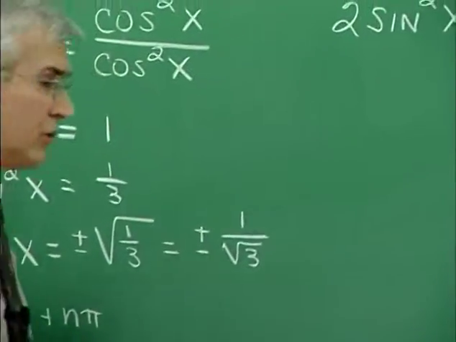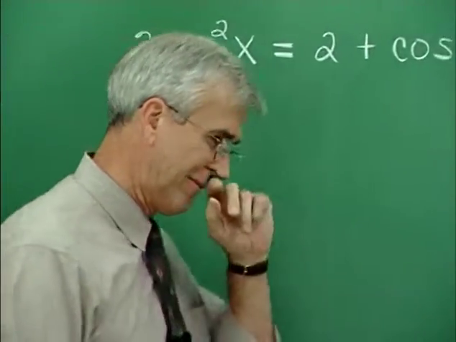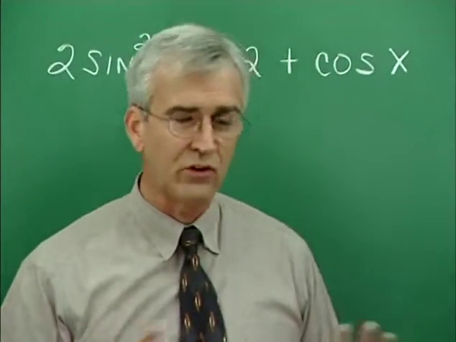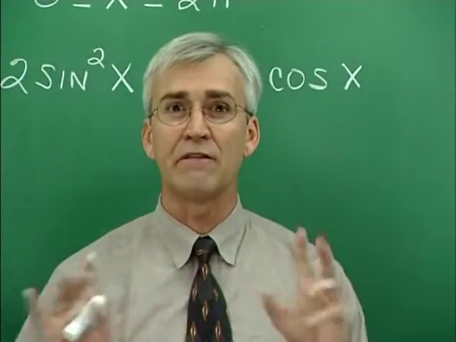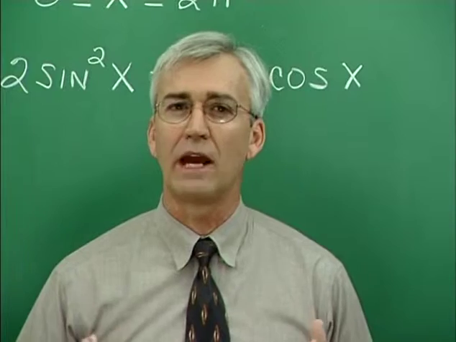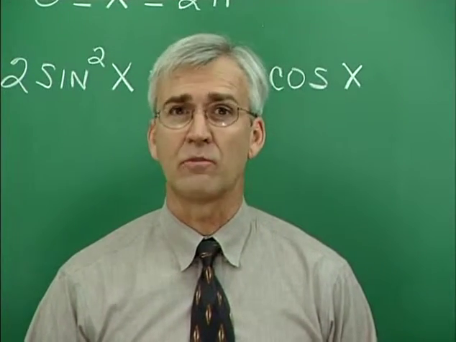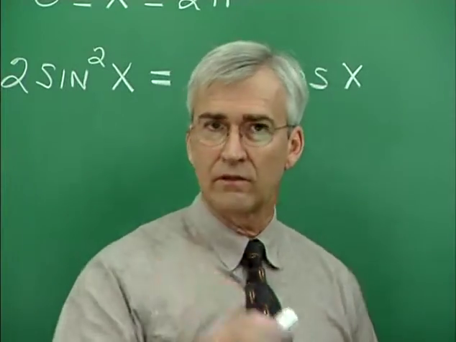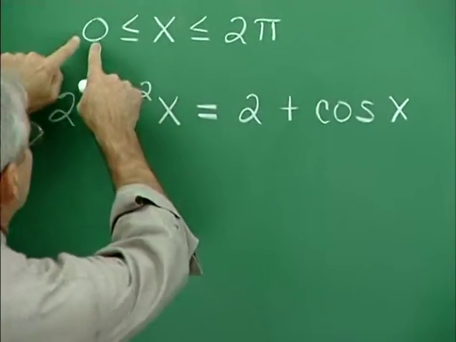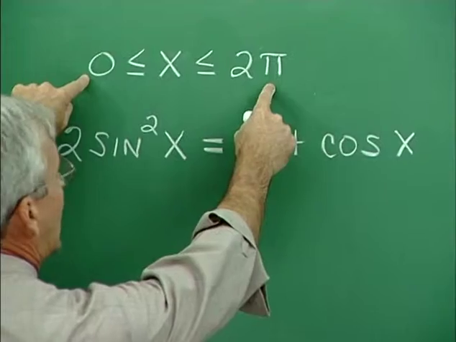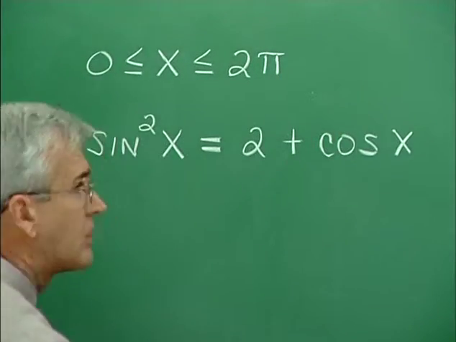To take out the challenge of listing this infinitude of answers, let's limit the domain here, make things a little bit easier as we come to the answer part of our problems. The domain is limited here to 0 to 2 pi, one complete cycle of the sine and cosine curves.